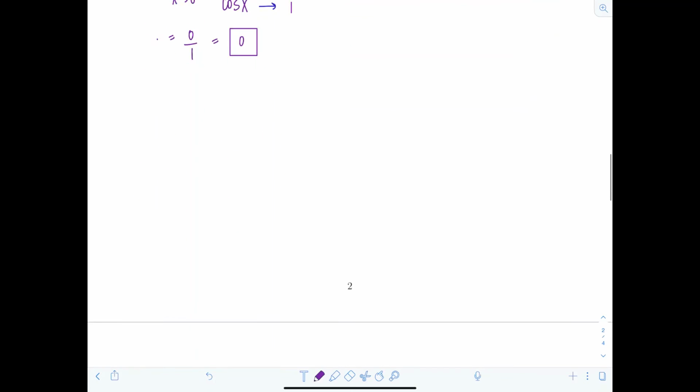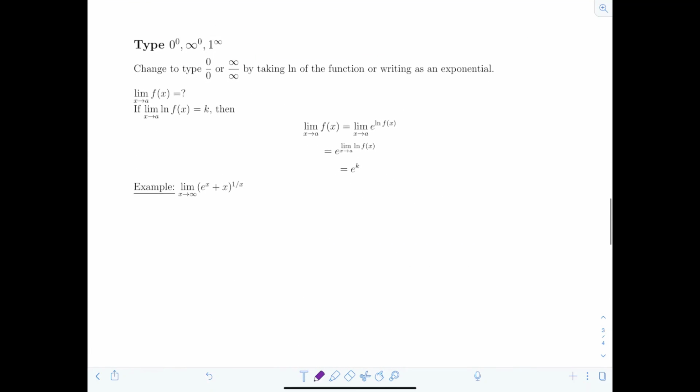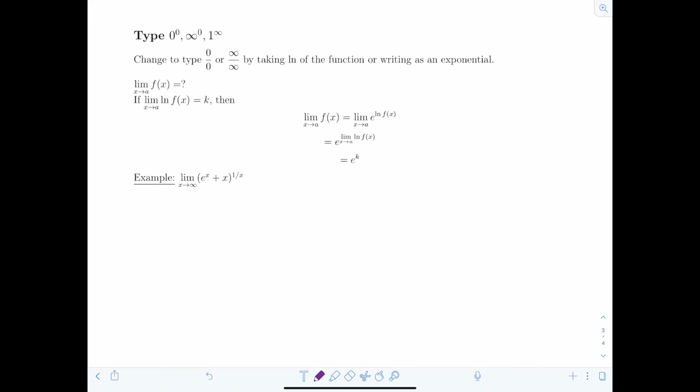Let's look at some more indeterminate types. We have 0 to the 0, infinity to the 0, or 1 to the infinity. So in this case, you have some sort of exponential expression going on. Either the base is approaching 0 and the exponent's approaching 0, the base is approaching infinity and the exponent's approaching 0, or the base is approaching 1 and the exponent's approaching infinity. So these are our 3 remaining indeterminate forms.